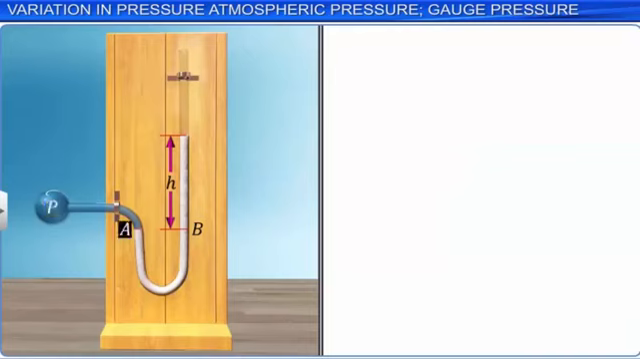Why is gas not used in a manometer? We know that the pressure is the same at 2 points on the same level on both limbs of the manometer, which contains a fluid.